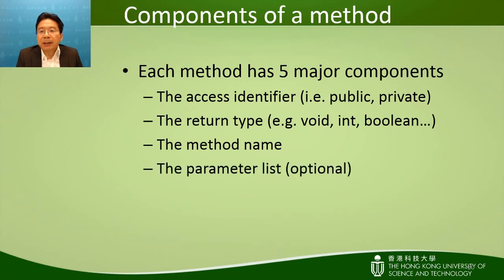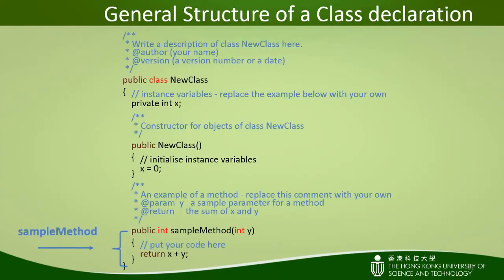The parameter list is a list of type parameter pairs separated by a comma. The list is enclosed by parentheses, even if the parameter list is empty. The body of a method is enclosed by a pair of curly braces. The body of a method is often divided into 2 major parts. The first part is declaration of local variables, and the second part consists of Java statements that do the actual work. In the new class example, a method with the name sample method is defined.